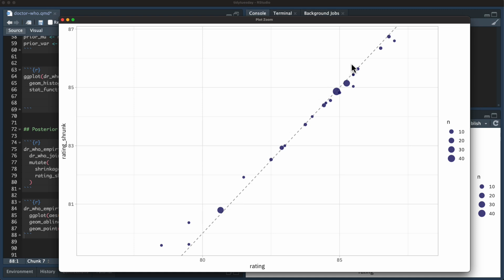These are mostly all below the line, and so that means that the empirical Bayes has shrunk them down closer to the mean. It has decreased their ratings. And again, notice that the ones that have a small number are pulled more than the ones that have the big numbers. Like these big ones right here are not pulled down very much, because we have more evidence there. So that's exactly what Empirical Bayes does.